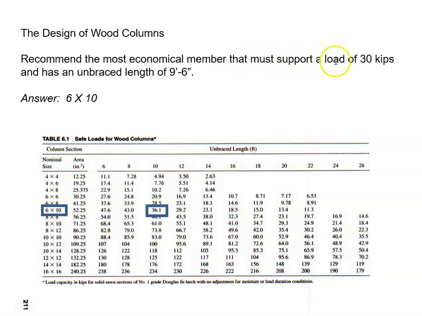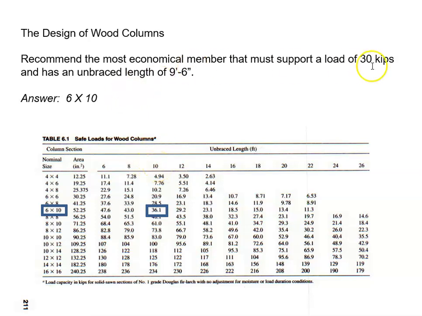So the most economical member that will support 30 kips and has an unbraced length of 9'6". The answer is 6x4. So we would start with the unbraced length of 9'6", which falls right here between 8 and 10. So very important, you must round up, right? If you round down, you are being too liberal, and you are saying that the column is shorter than it is, and expect it to perform better than it would. Okay, so you want to round up and be conservative with this one.